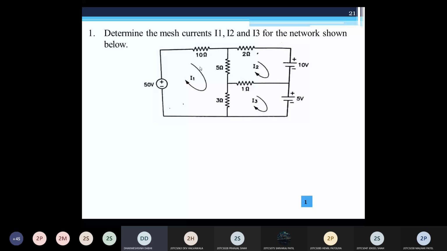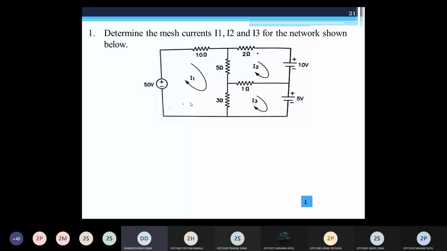So here, after finding the meshes, assume that the direction in all the meshes is clockwise or anti-clockwise, whatever you want to take. So here I take clockwise direction for all the mesh currents. I1 is clockwise, I2 and I3. Clear? Then after that, second step is what? Yes. Make the equations. Yes, apply the KVL and make the equation.